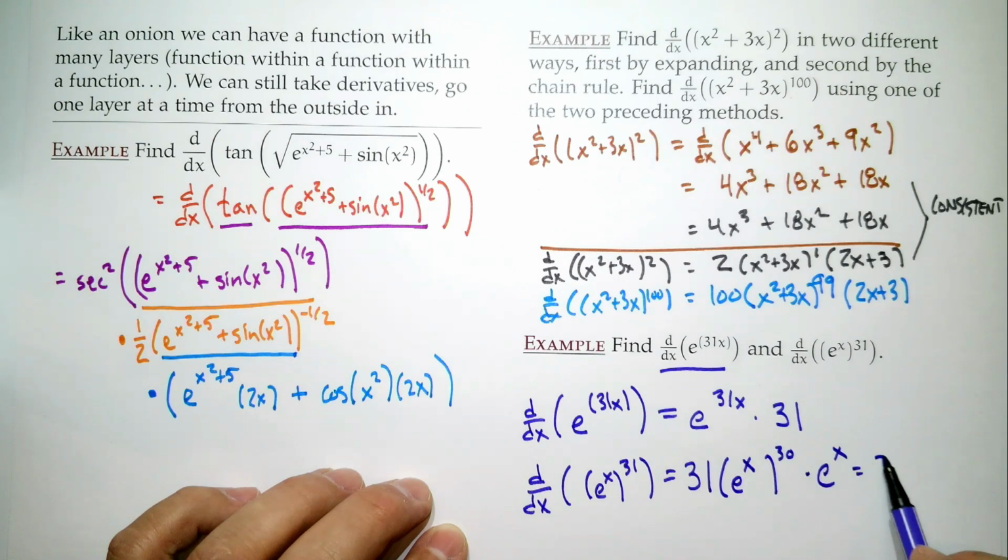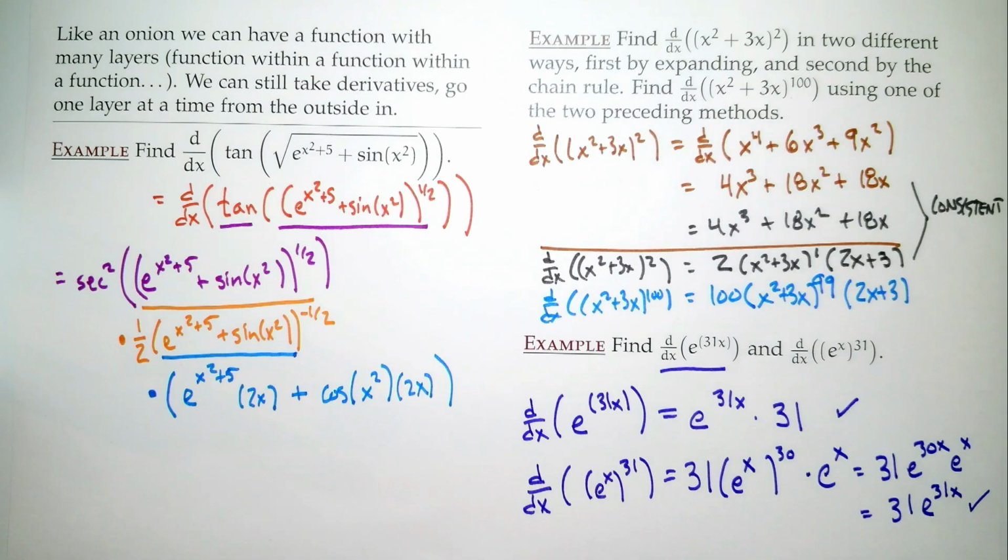And if you look at this, lo and behold, you can think of this as e to the x to the 30th. That's e to the 30x. E to the x is e to the x. And if you have e to the 30x times e to the x, you can simplify it by adding the exponents. And when you do that, what do you end up with? E to the 30x plus x, which is e to the 31x. And you'll see they both agree. So again, you have options. Things work really well.